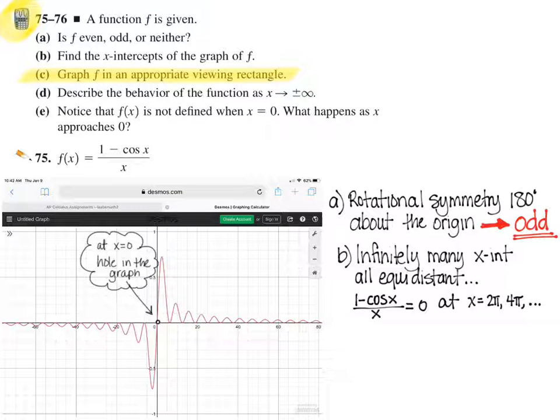The next part is part B, and it says find the x-intercepts. And if you look at these, there are infinitely many of them. The x-intercepts actually just touch the x-axis. Infinitely many. There's on this side and this side, and they look to be equidistant.